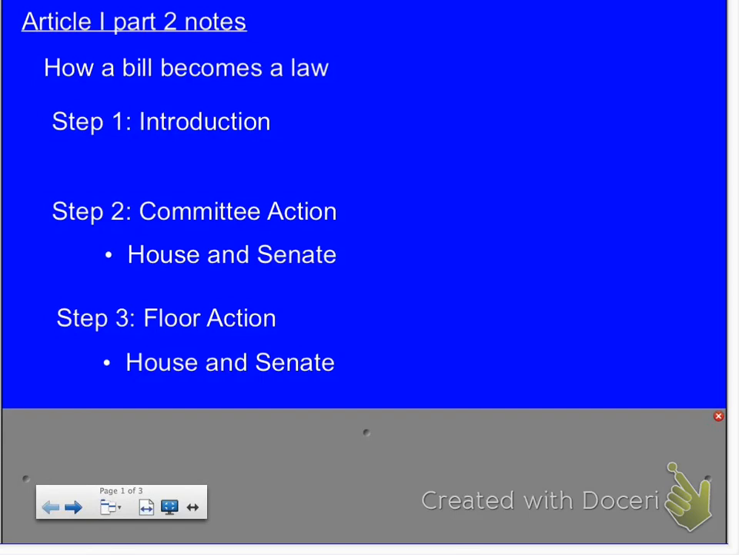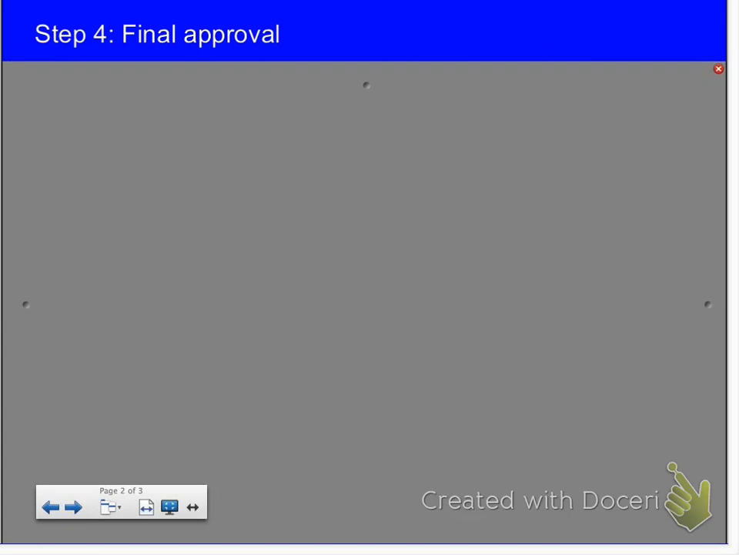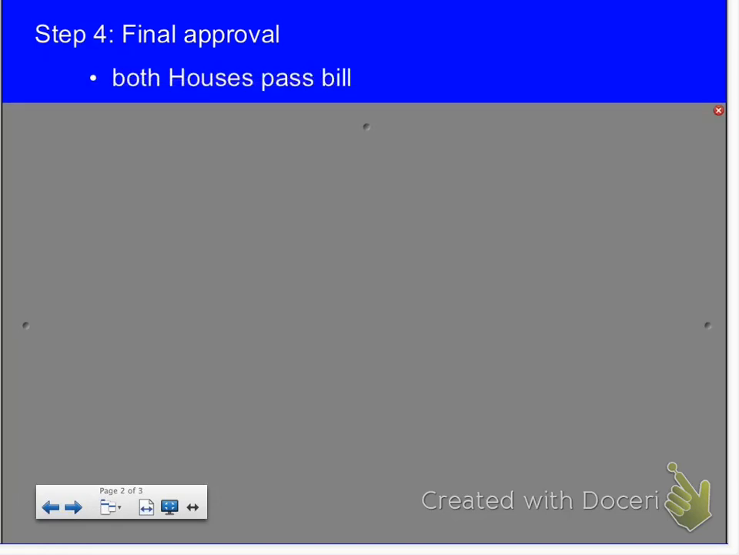All right. So that's step 3. Step 4. It passes both houses. Well, it hasn't passed. I guess I lie. Now it's going to in a second. Step 4 is the final approval. And both houses passed the bill. Woohoo! It's not over yet. We're not done yet. We still have more things to do.